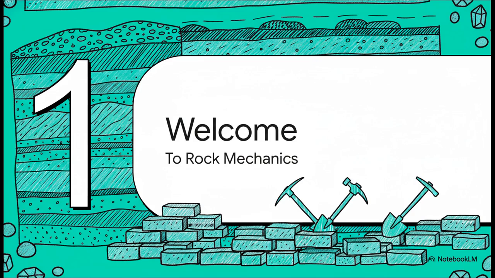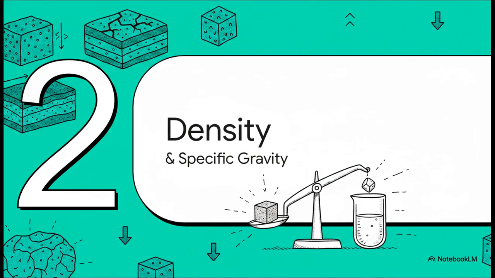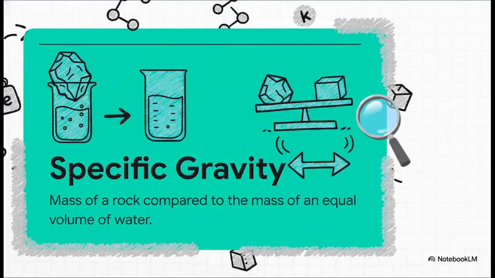We've got a lot of ground to cover today, pun absolutely intended, so let's get our foundational definitions established. Moving into section 2, density and specific gravity. Look, before we can even begin to look at the complex, unpredictable behavior of the ground under our feet, we absolutely must define its most basic, solid properties. Basically, how heavy is it? And how much space does it take up? We'll kick things off with specific gravity.